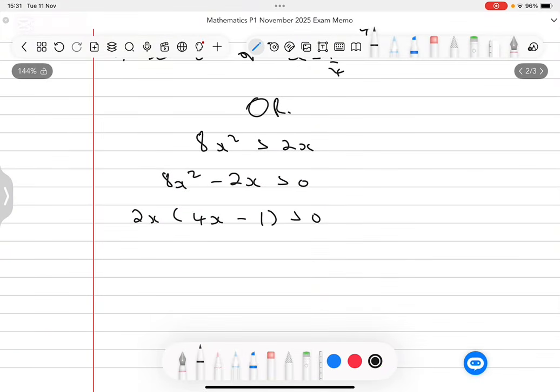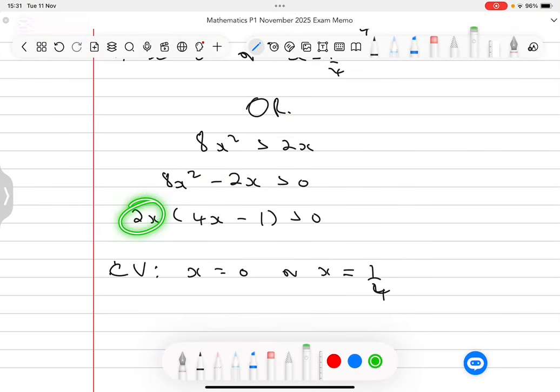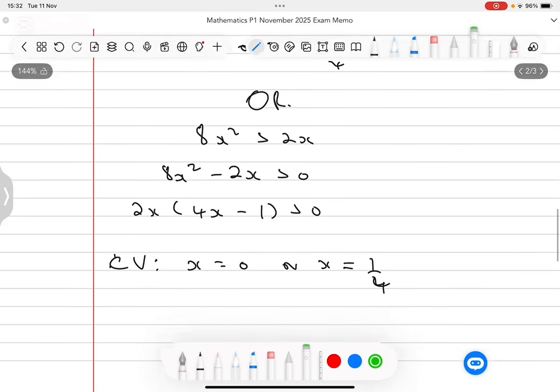Now at this stage, I can look for my critical values. I can say CV will be equal to what? x will be equal to 0 or x will be equal to 1 over 4. I hope you are able to see that if we set this equal to 0, we are going to get a 0, because if you say 2x equals 0, you divide by 2 on both sides, you still get a 0. And of course, this one we have done. If you say this is equal to 0, you get the 1 over 4, I mean to say.